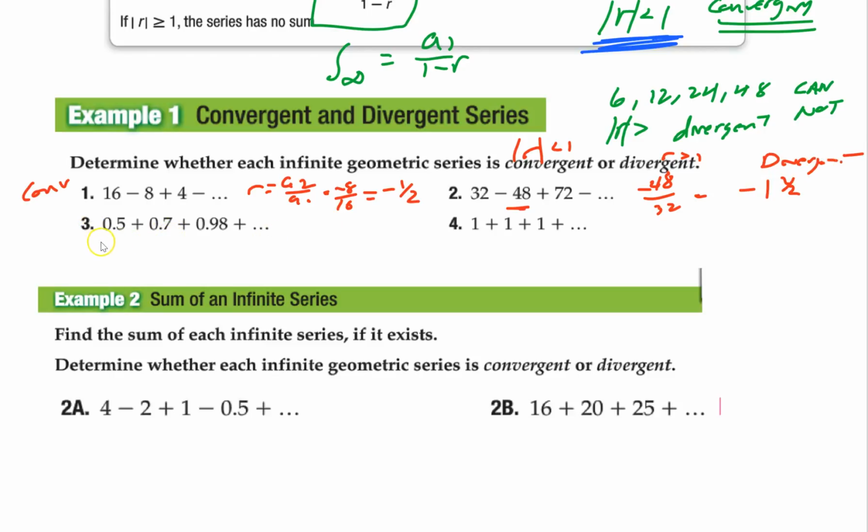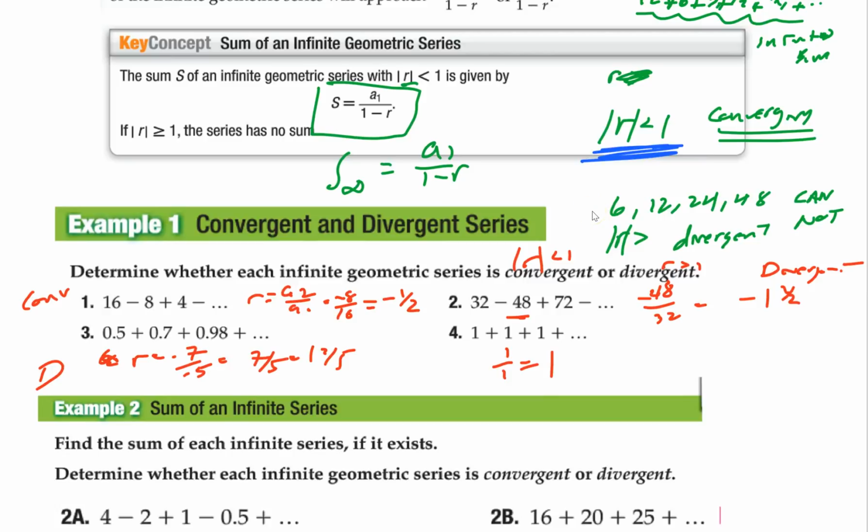Over here, next one. R is 0.7 over 0.5. So it's like 7 over 5, or 1 2/5. Again, too big, so divergent. And then this one, so this one's tricky, right? It's going to be 1 over 1, which is 1. Is that convergent or divergent? The formula only works when it's less than 1, right? So if it's 1 or bigger, it's divergent. So this one is divergent also.